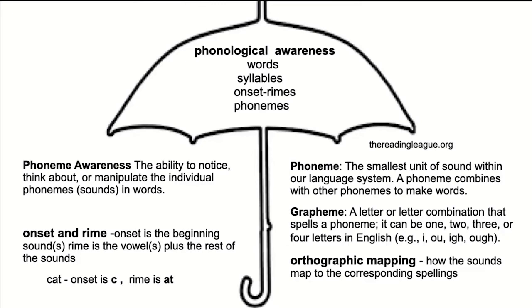Onset and rhyme. The onset is the beginning sound. The rhyme is the vowel plus the rest of the sound. So you see the example there, cat. The onset is C, and the rhyme is A-T, different from rhyming words like cat and bat. Phoneme is the smallest unit of sound within our language, so a phoneme combines with other phonemes to make words. Grapheme is that letter or letter combination that spells a phoneme. It can be one, two, three, or four letters in English. And orthographic mapping, probably another term you haven't heard, that's how the sounds map to the corresponding spellings.